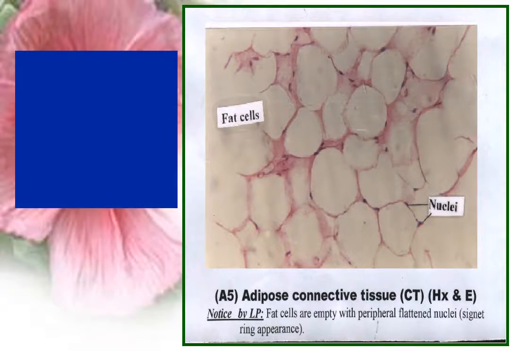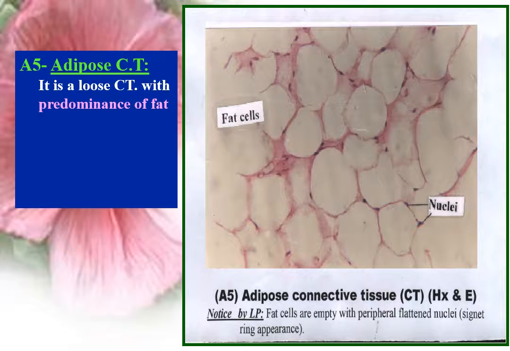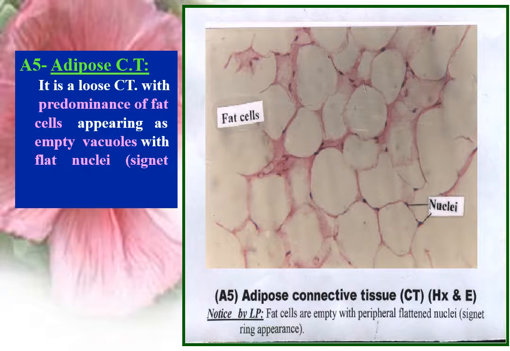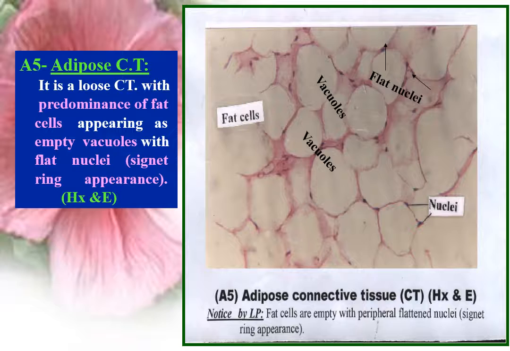Adipose connective tissue stained with hematoxylin and eosin. Adipose connective tissue is a loose connective tissue with predominance of fat cells, appearing as empty vacuoles with flat nuclei, signet ring appearance, separated by fine collagenous fibers.